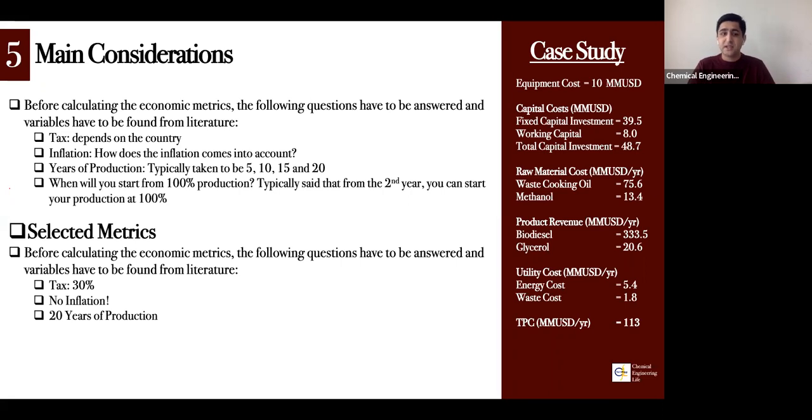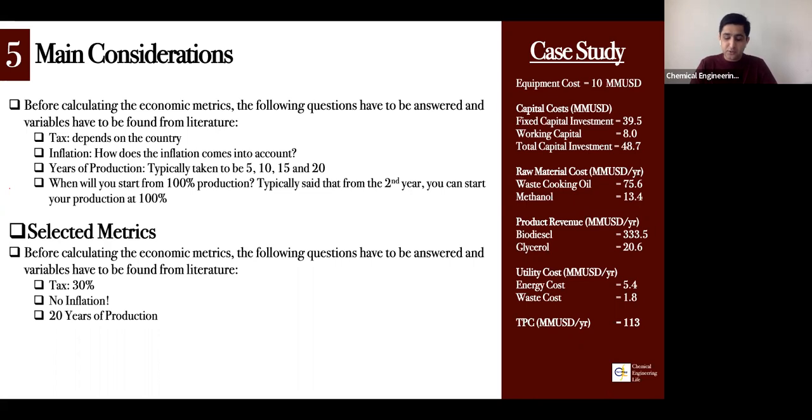One way to do it is that you can look at how inflation has changed in the last 10 years, in the last 15 years, and then you can use the same value for the next 15 years. But again, that is a huge assumption, assuming that inflation will be the same in the next 15 years as it has been in the last 15 years. But that is one way to do it. But like I said, for the purpose of the economic metrics that I have calculated for this webinar, I have taken inflation to be 0. So I did not take that into account.